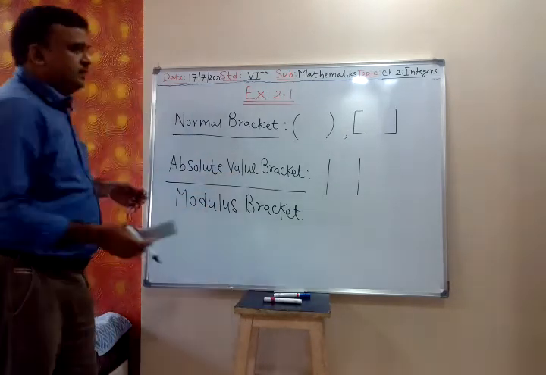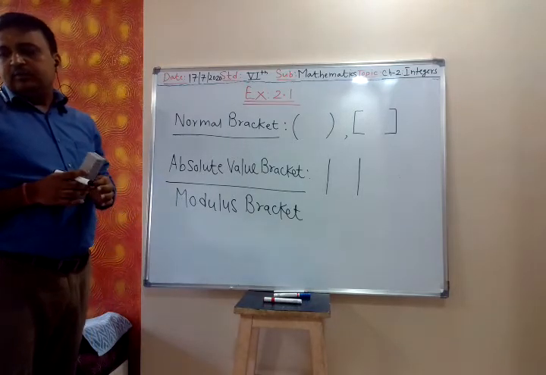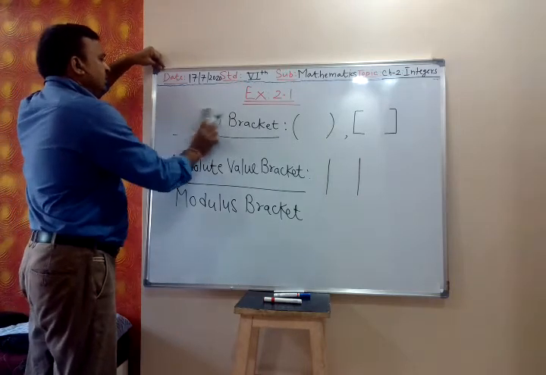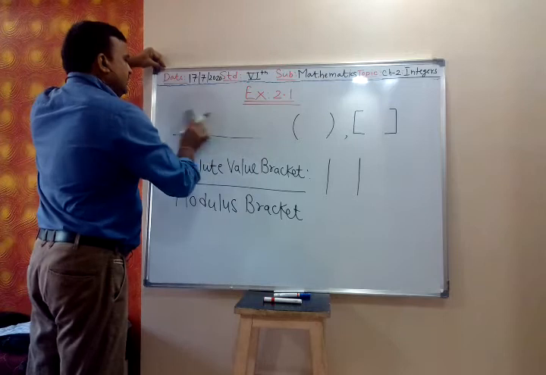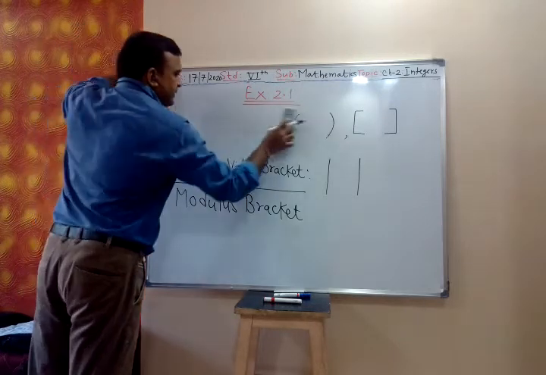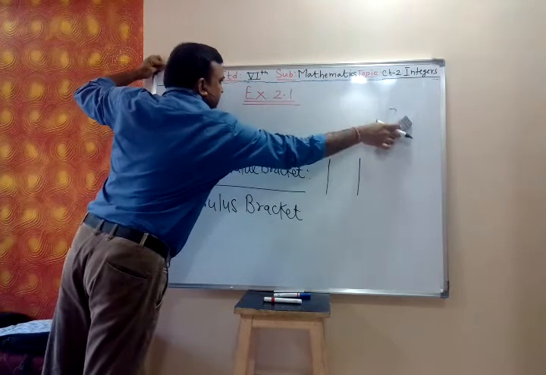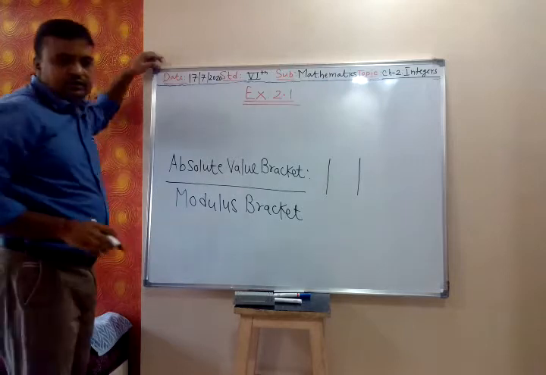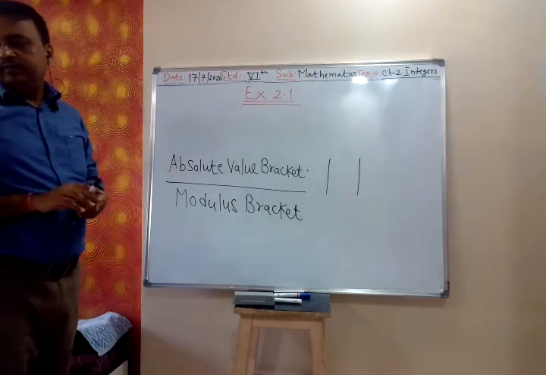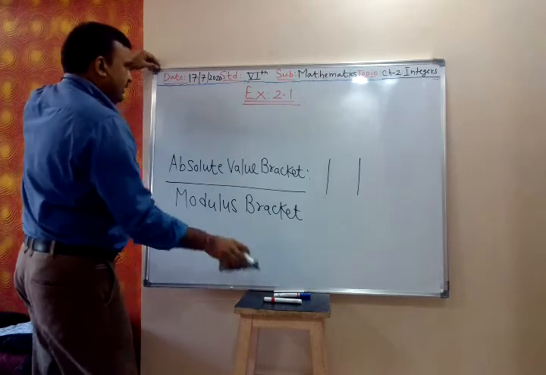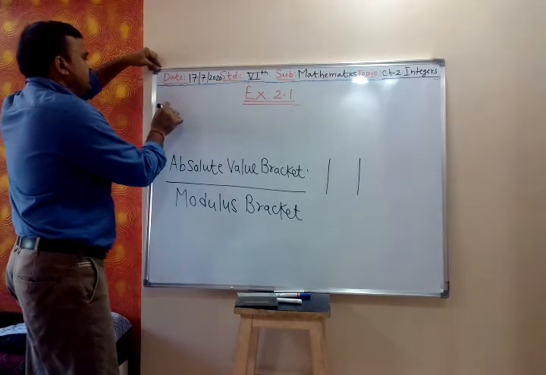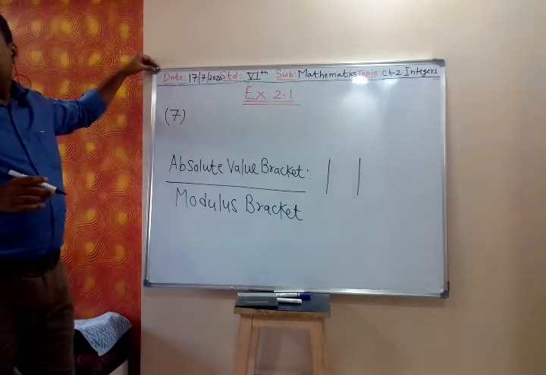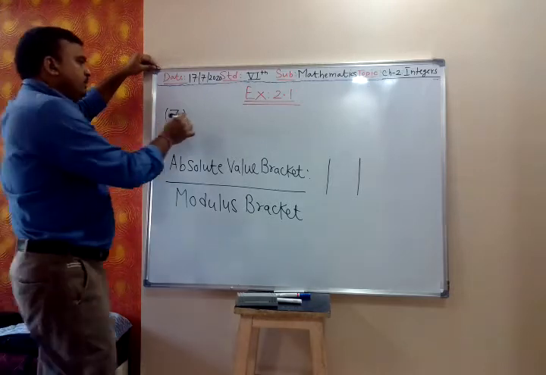Now let us solve the problem based on this. Question 7: normal bracket and absolute value bracket. Let us solve. Yes, no discussion. Let us solve 7. Write the value of.